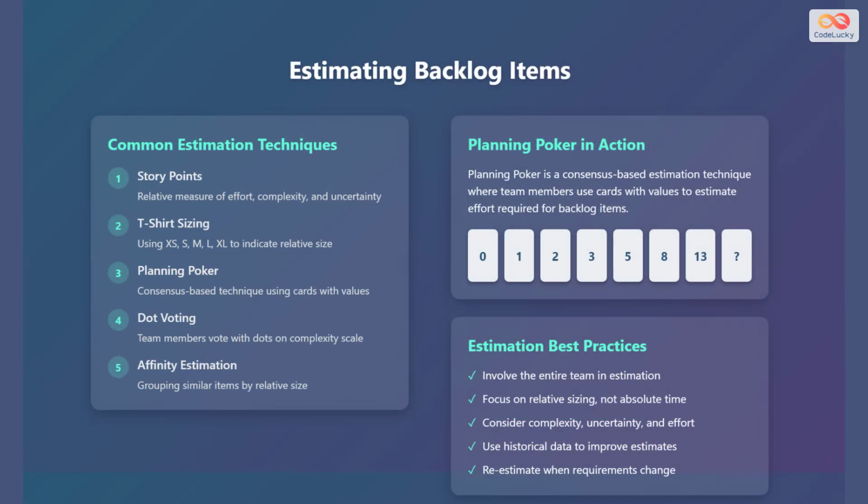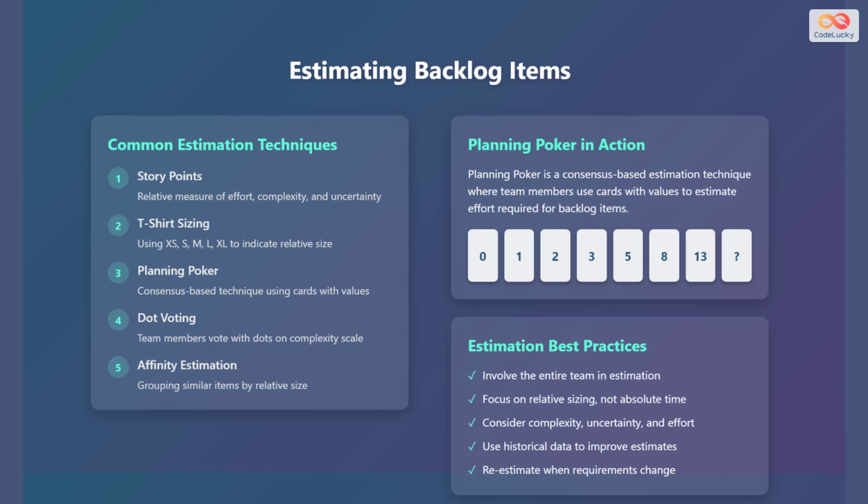Next, we'll discuss estimating backlog items. Here are some common estimation techniques. Story points, which is a relative measure of effort, complexity, and uncertainty. T-shirt sizing using extra small, small, medium, large, extra large to indicate relative size. Planning poker, which is a consensus-based technique using cards with values. Voting, in which team members vote with dots on a complexity scale. And affinity estimation for grouping similar items by relative size.